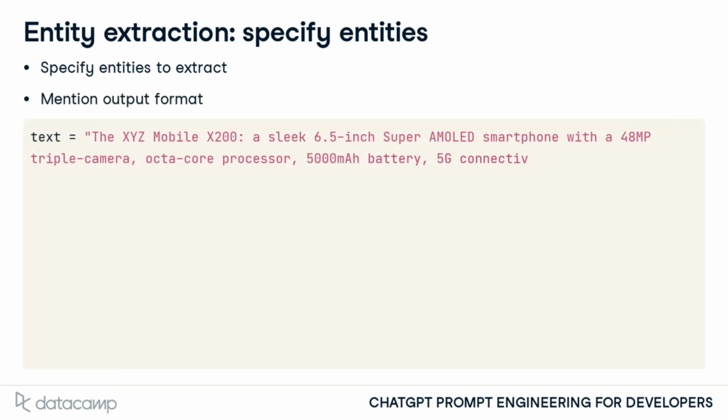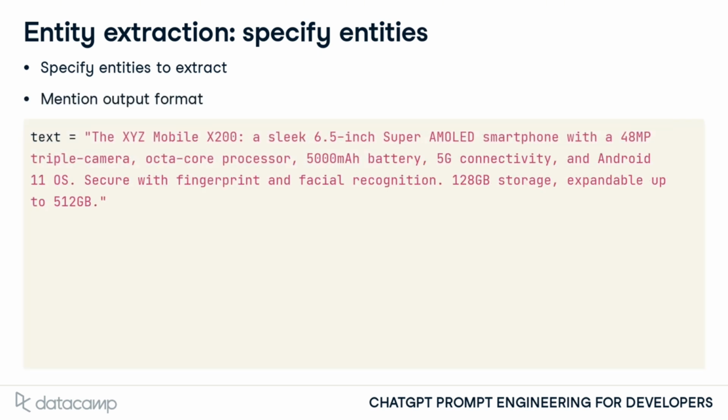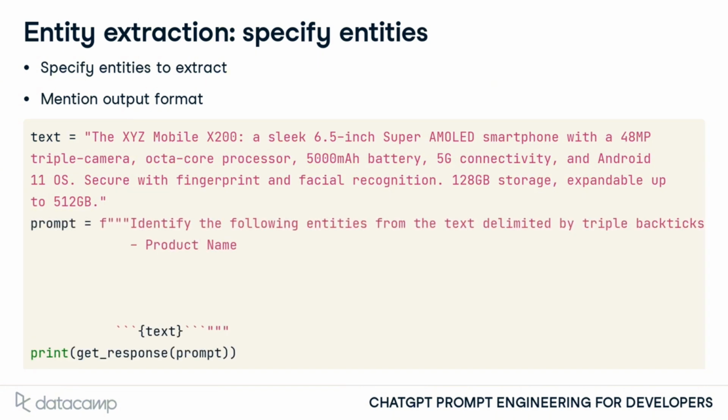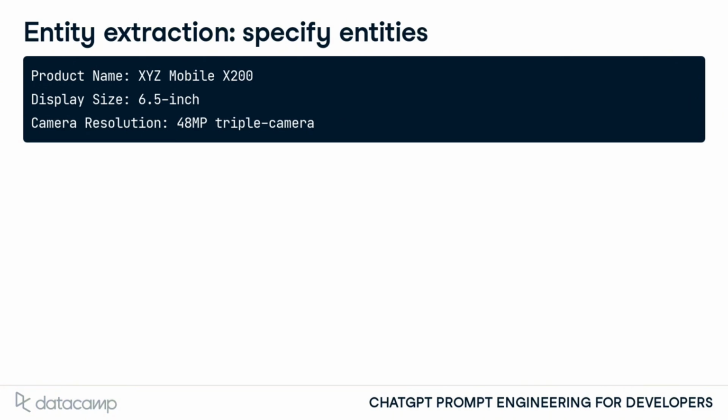Here, we have a product description for a mobile phone, and we instruct the model to identify the product name, display size, and camera resolution while formatting the answer as an unordered list. We see how the model extracts the product name, display size, and camera resolution, formatting them as requested.